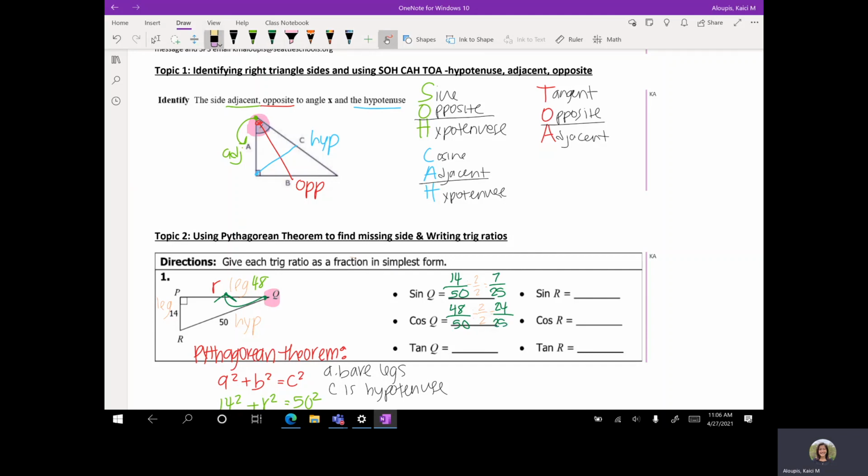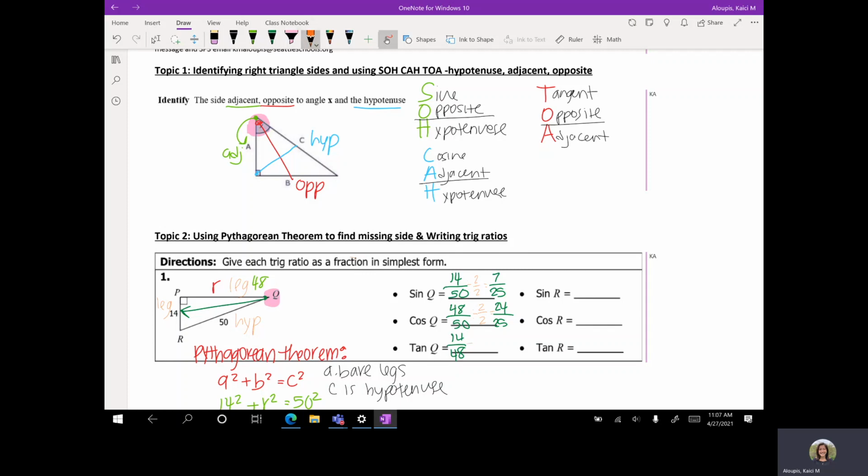The last trig ratio for our angle Q is tangent of Q. So TOA. Tangent is the opposite side over the adjacent side. And for our angle Q, well, opposite is 14. We already found that out when we did sine. And the adjacent side is the 48. So we have 14 over 48 is the tangent of our angle Q.